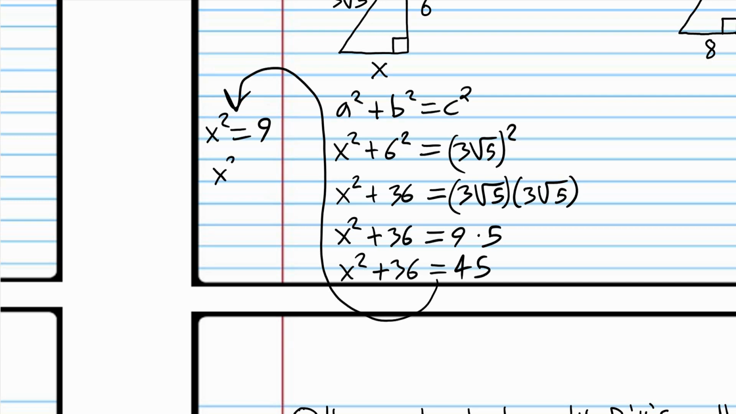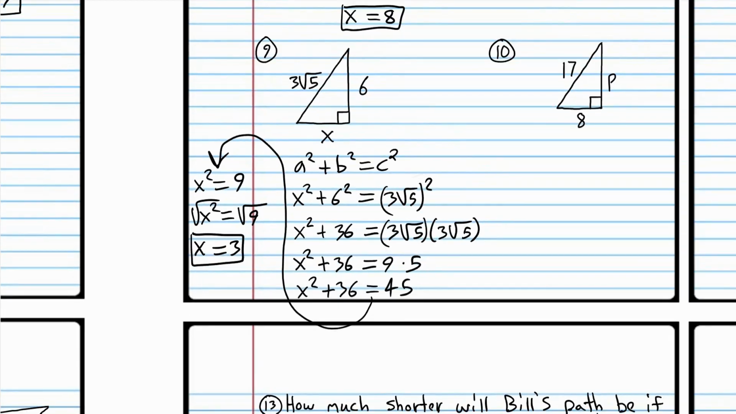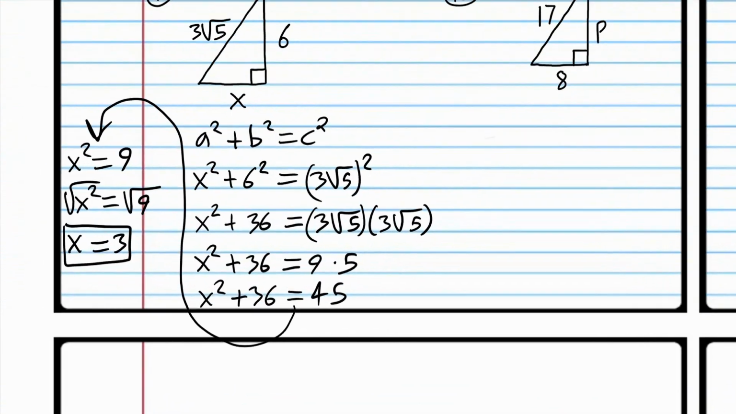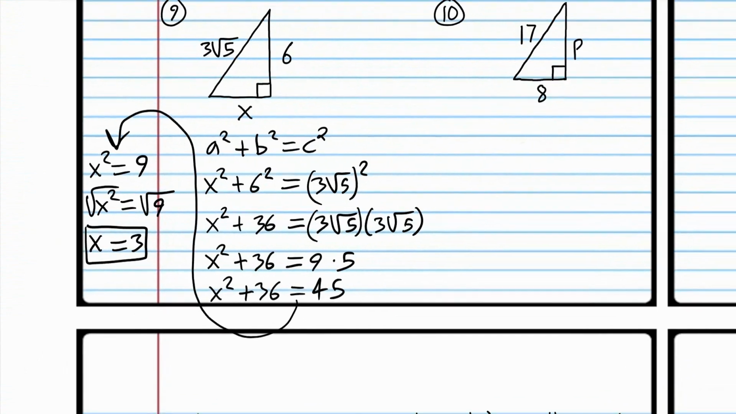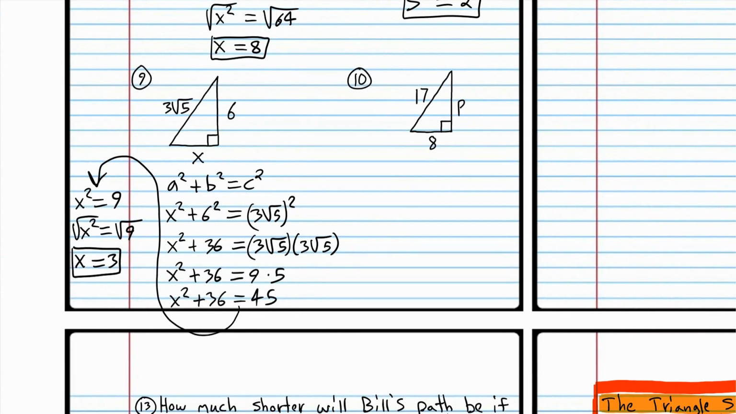Now we're going to square root both sides, and what number times itself is equal to 9? Well, 3 times 3 is equal to 9, so x is equal to 3. And I'm sorry, that red line is in the middle there, so we can't hardly see that. But that's pretty much how this works.